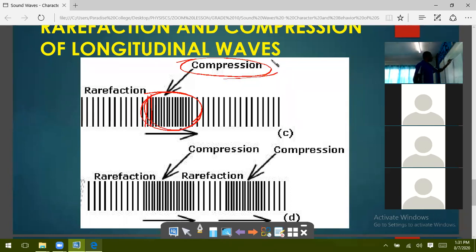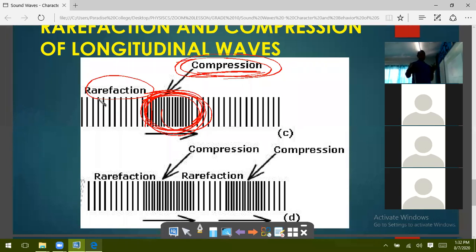Compression is when the wave fronts are clustered together here. That is the time when they are described using the word compression. And rarefaction is when they are scattered apart.